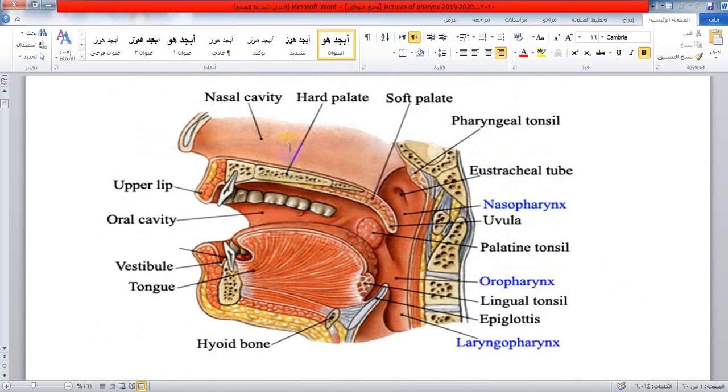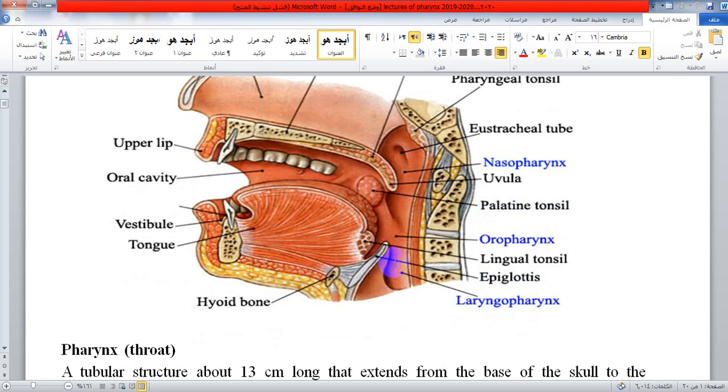Here, under, this is the nasopharynx. This, as I said, is the auditory tubes, and this is the entrance of the larynx. You see, this is the epiglottis. These are the limits here. This is the valleculae, the contents of the oropharynx. Now we will speak about it.